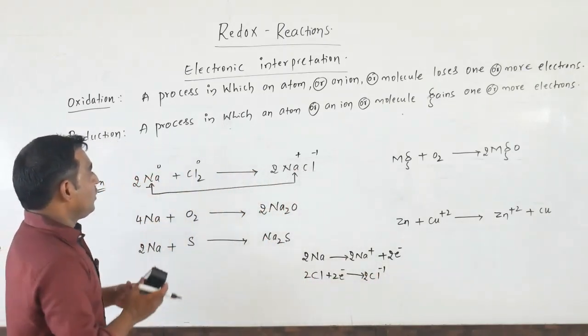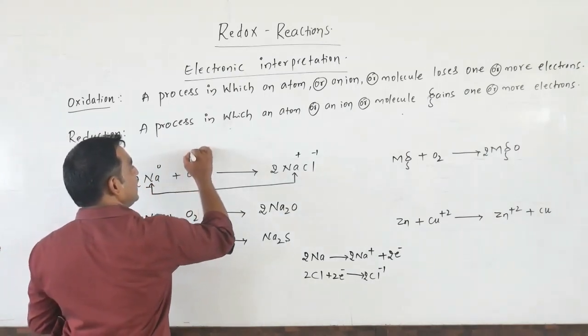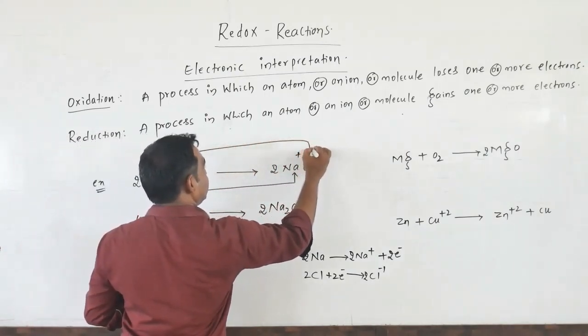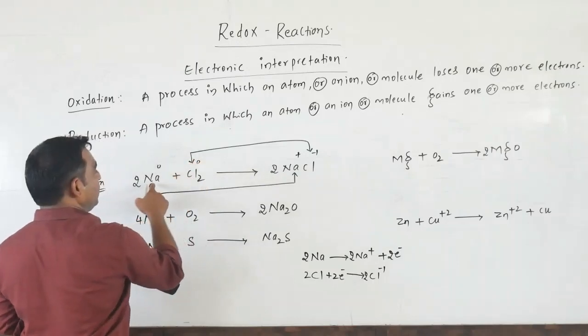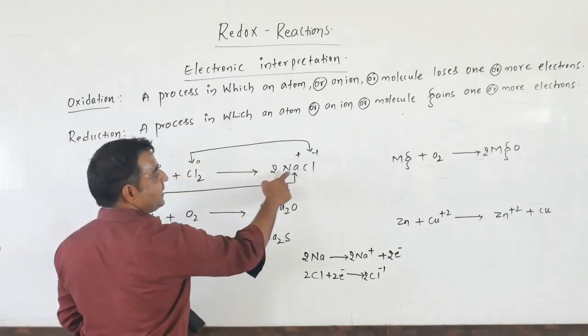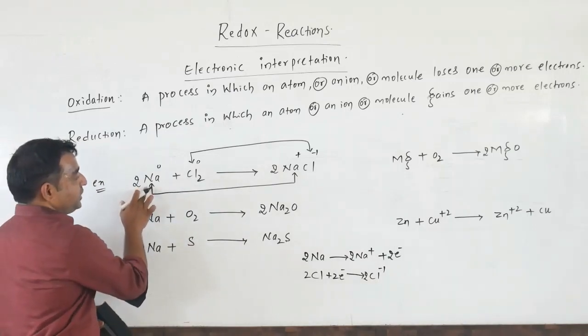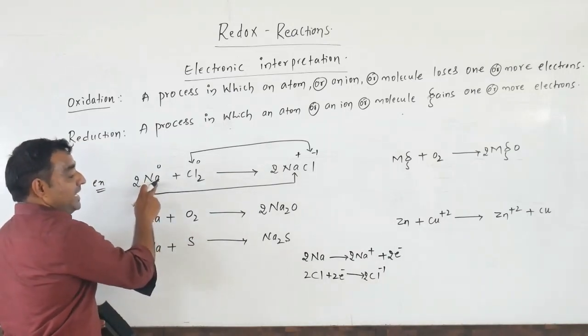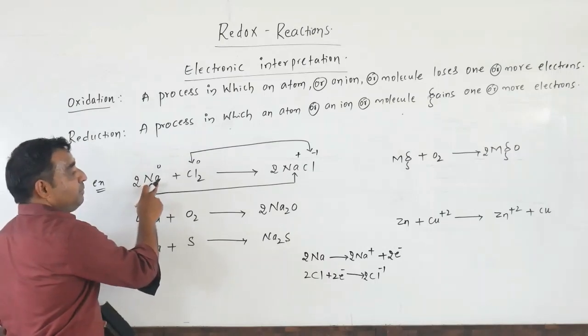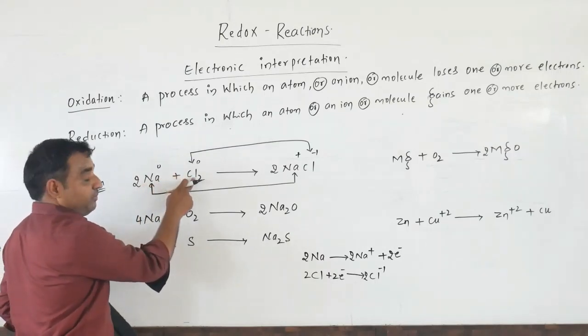Here the chlorine gains the electron, so it becomes a reduction, and the sodium loses the electron, so it is an oxidation. So now the substance which oxidizes itself makes the other substance reduce.